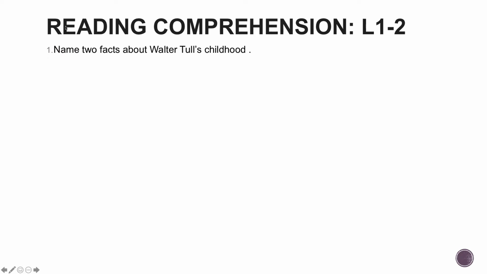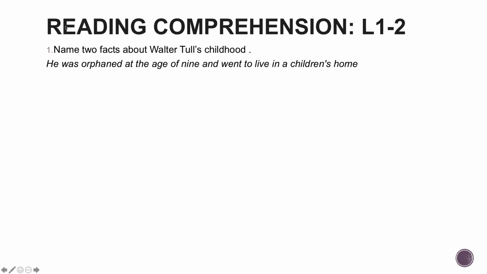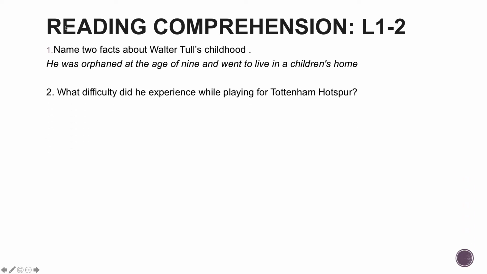Okay, so if we go through the questions, hopefully you've had enough time now to pause the video to understand the answers, find the answers. So, 2 facts about Walter Tull's childhood. Orphaned at the age of 9 and went to live in a children's home. Okay. What difficulty did he experience while playing for Tottenham Hotspur? Very sadly, as it says, subject to terrible racial abuse while playing for Spurs in the early 20th century.